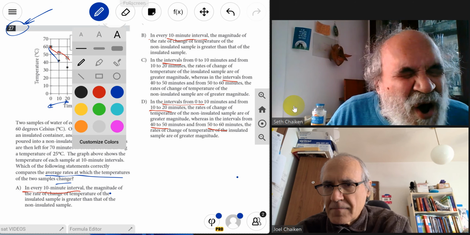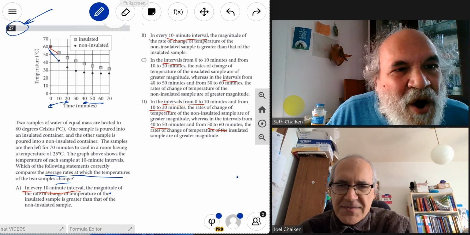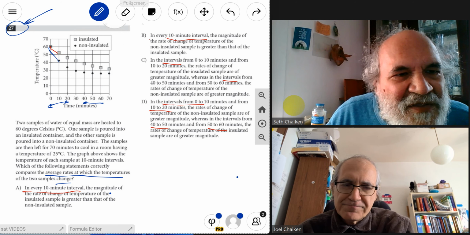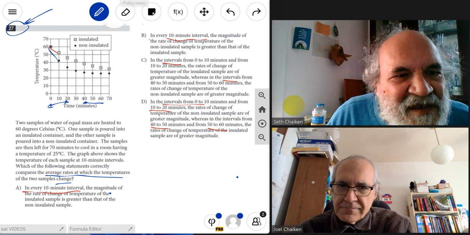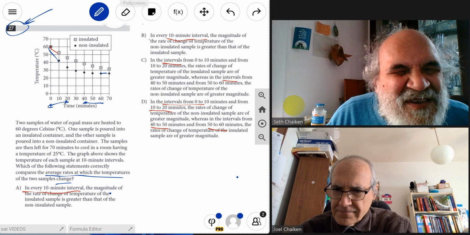I'll connect. No, please don't do that. Why not? You've got to go from 0 to 10, all the way to the other side. Okay. The line that indicates the rate of change for the non-insulated case between an hour and an hour and 10 minutes later, that slope is practically 0.